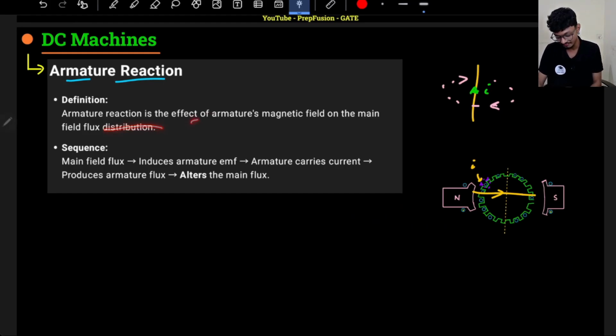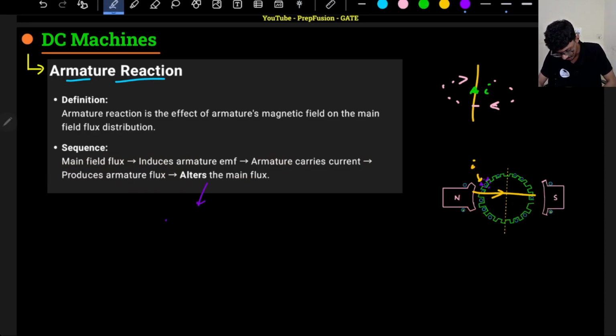So armature reaction is the effect of armature's magnetic field on the main field flux distribution. There will be some main field flux due to which an armature EMF will be induced, and due to that armature will carry current. Armature carries current which produces armature flux, as it is a current carrying wire, which then alters the main field flux, right? It can weaken or strengthen the main field flux.